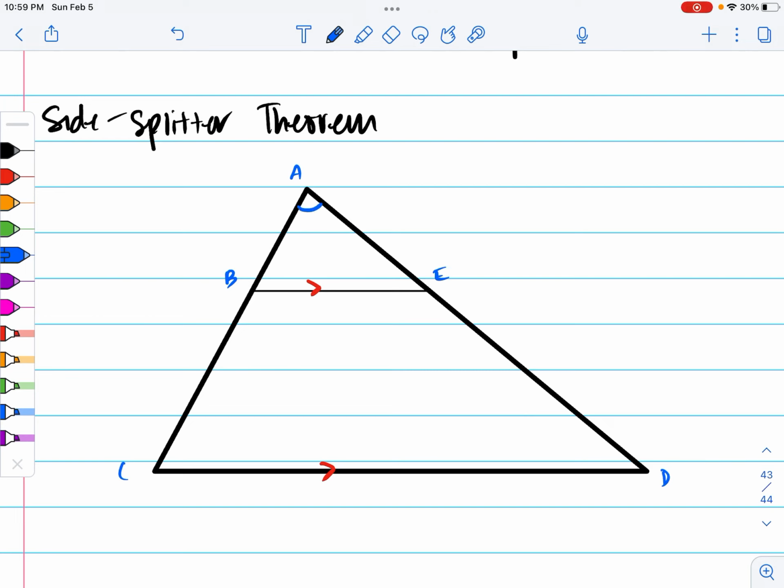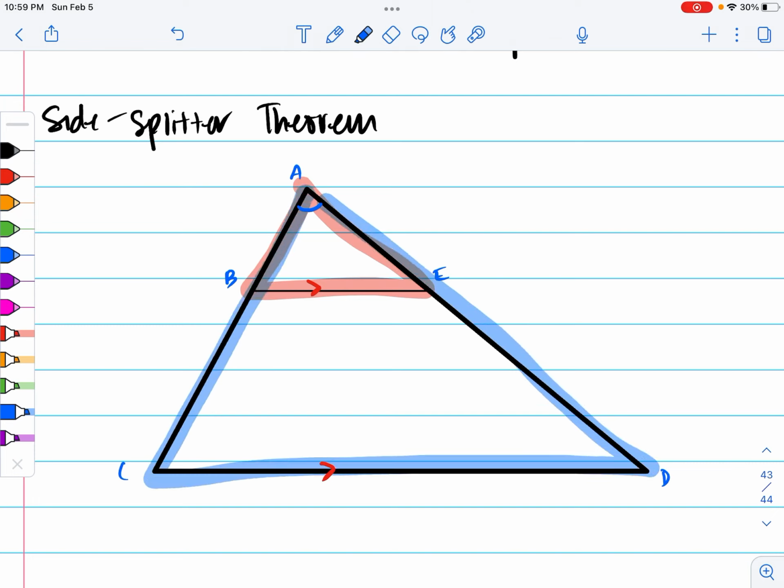Angle A is actually in both triangles. Let's highlight the first one in red, and then label the big one in blue. A is in both of them, so let's do this in purple, because technically the combination of red and blue is purple, and angle A is in both of them.